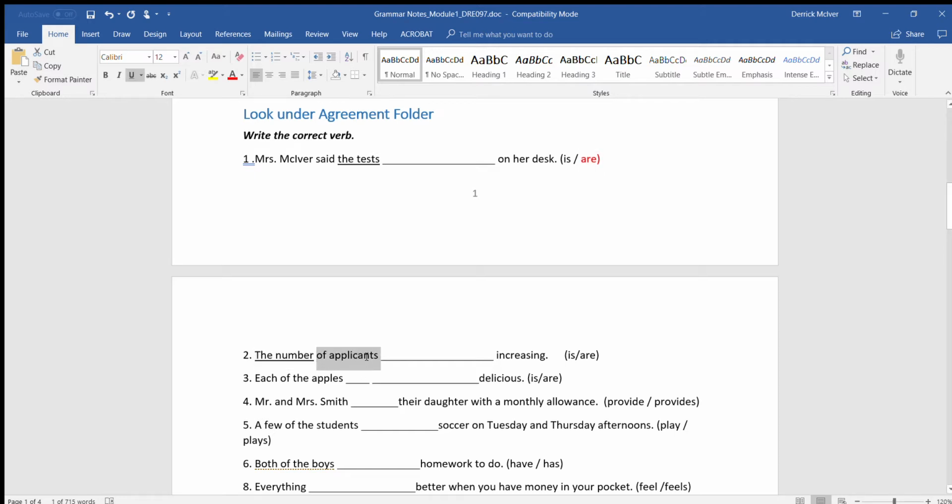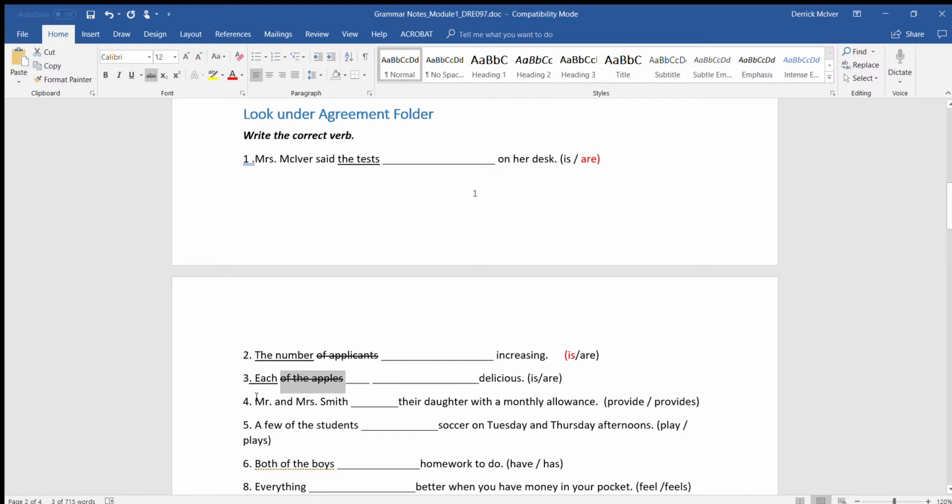The number of applicants. Of applicants is a prepositional phrase. Your subject or your verb is never in the prepositional phrase, and the prepositional phrase does not have any weight or value on the subject or verb. So the number is the subject. The number is one, or singular, so you need a singular verb, and singular verbs end in S. Each is your subject. Cross out of the apples because it's a prepositional phrase. It's not your subject.